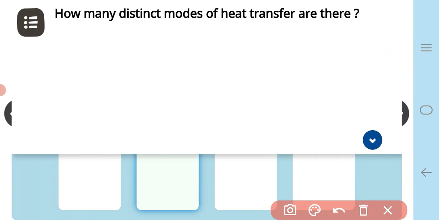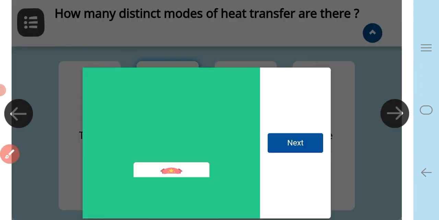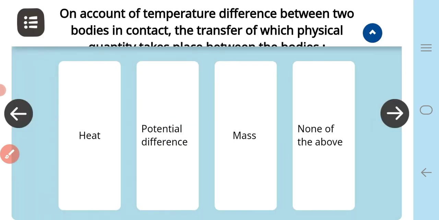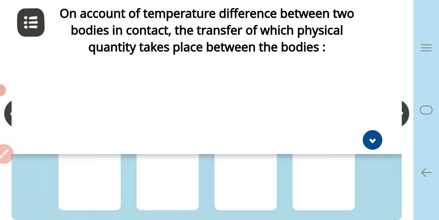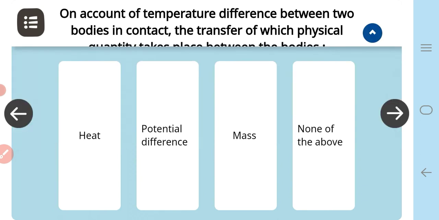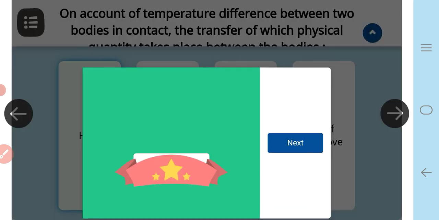Okay, let's go to the next question. On account of the temperature difference between two bodies in contact, the transfer of which physical quantity takes place between the bodies? Whenever you put two bodies in contact, you will observe that heat transfer happens between them. The options are heat, potential difference, mass, none of the above. So the answer is heat.